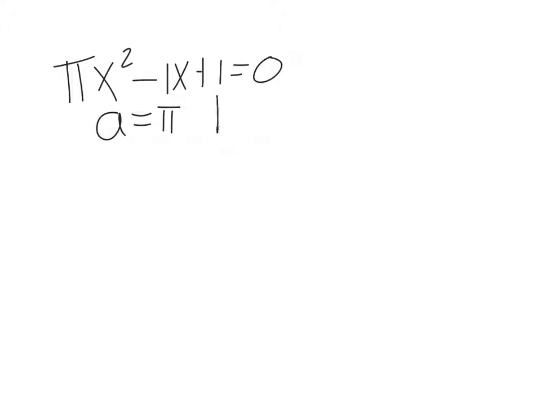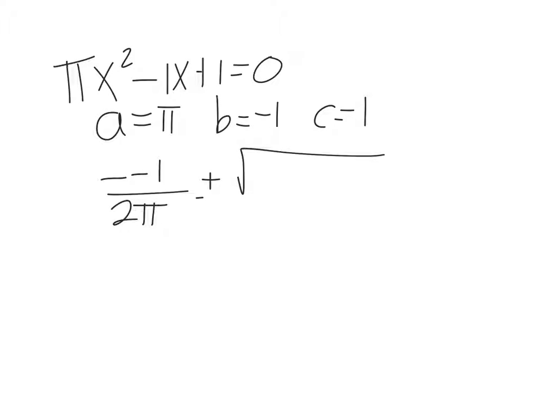Next up, we've got pi x squared minus 1x plus 1 is equal to 0, just because I like torturing people. That's why I do this. Again, I'm probably going to quadratic formula this, so this is a is equal to pi, b is equal to negative 1, and c is equal to positive 1. All right, so we got negative b, which is 1, over 2 pi plus or minus the square root, b squared would be 1, minus 4 times pi times 1, all over 2 times pi.